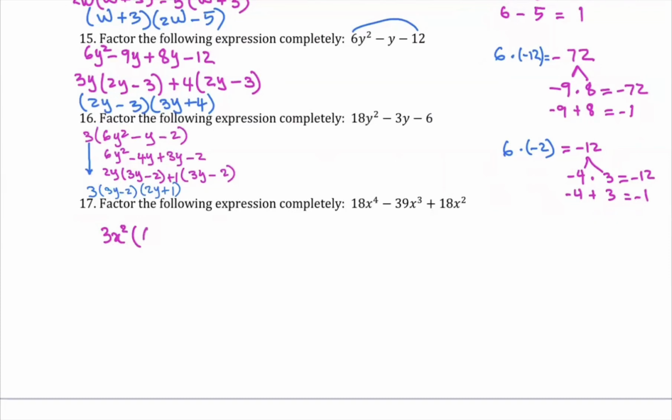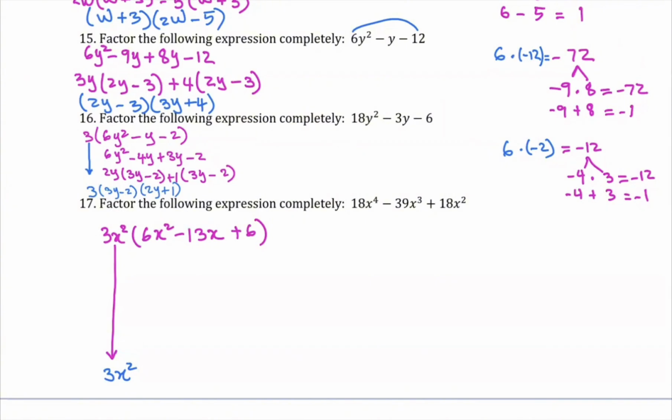Then you're going to have 6x squared minus 13x plus 6, right? Just like we did in the previous examples, I'm going to remember the 3x squared will be left with the final answer after I factor the part inside of the parentheses. So ignore the 3x squared for this moment, just to work with the part inside of the parentheses.